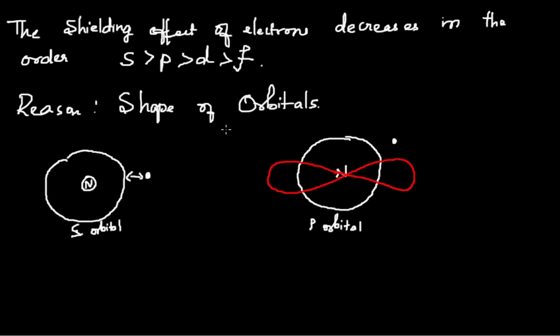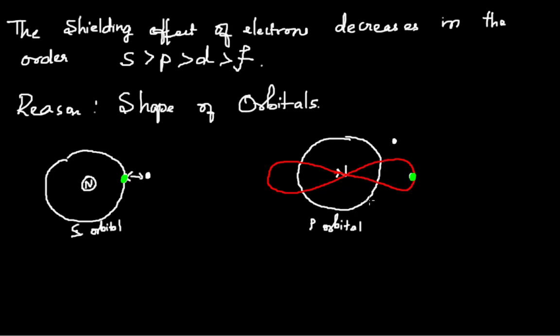Which means this outside electron will not be able to repel this electron to the extent to which an s electron could have repelled. If this is an s electron, we put it, this electron is better at repelling this electron, but look at this. This has already, it is way beyond here. So it cannot repel to that extent like an s orbital.